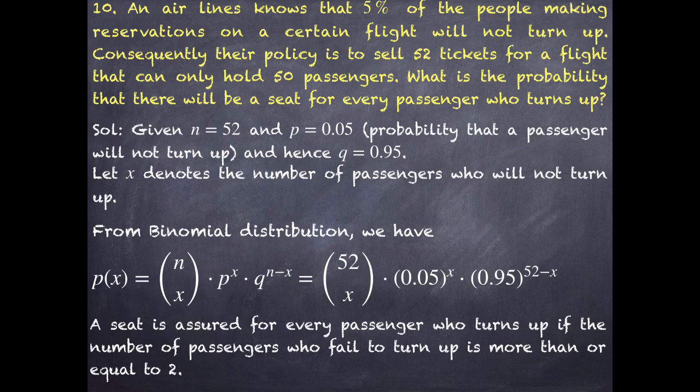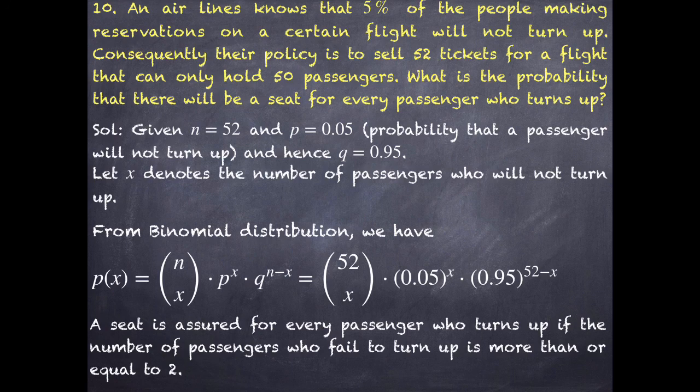Listen carefully here. They are selling 52 tickets, but a flight can accommodate only 50 passengers. Usually they know that 5% of people making a reservation cancel their tickets at the last moment. Therefore, to be on the safer side, they always sell 2 tickets extra. But here they are asking the probability that there will be a seat for every passenger. Whoever wishes to travel in the flight, we need to accommodate a seat for them. Maximum I can accommodate is 50.